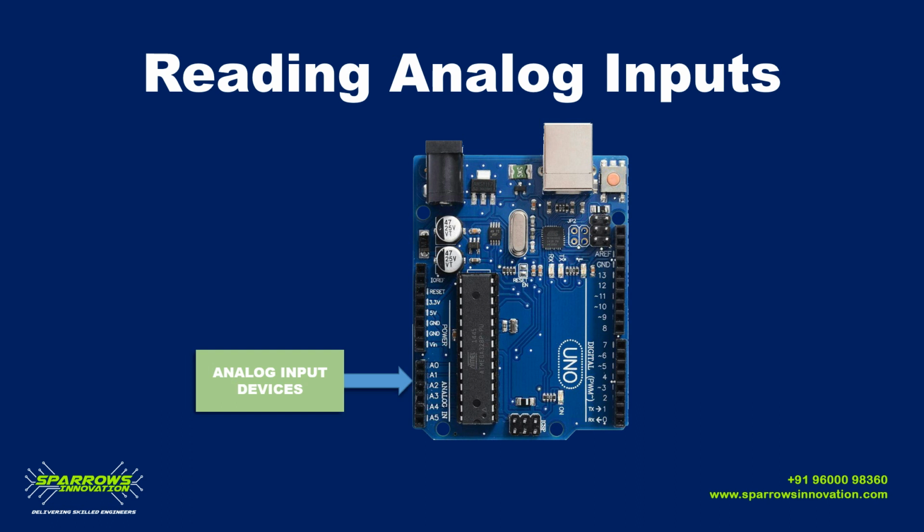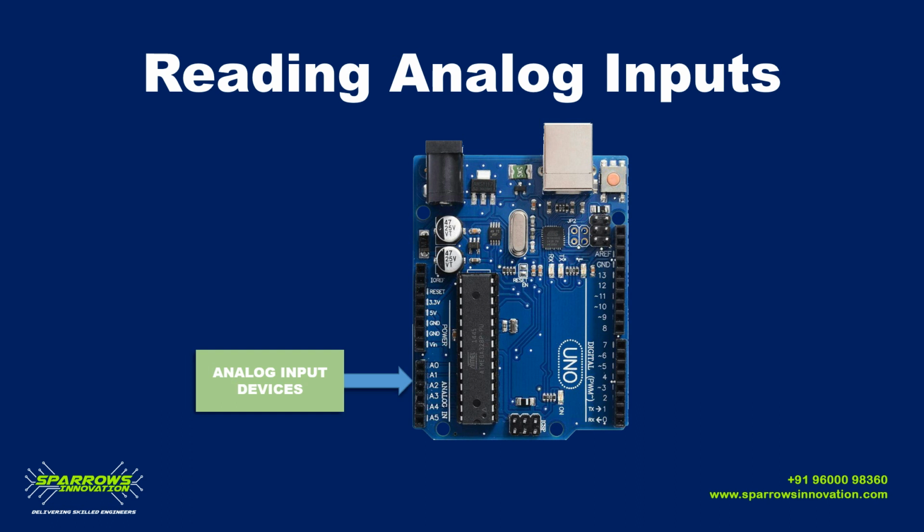Even Arduino will have a microcontroller, and that microcontroller will have an analog to digital conversion block present inside it. The input of that analog to digital conversion block is the analog pins A0 to A5. So, you can directly connect analog input devices to those pins, read the value from the respective input pin, and convert it into a digital format, right.